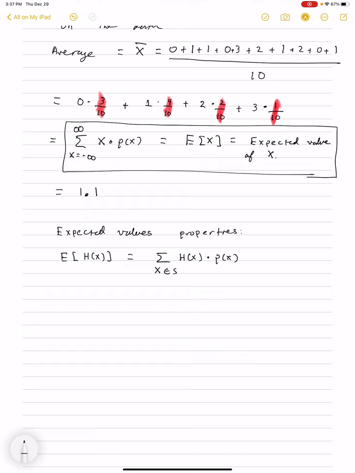We also have more properties. So that's one property. A second property is that a constant times a random variable is just that constant times the expected value of x. And finally, the expected value of 2 random variables that are added is just the sum of the expected values.